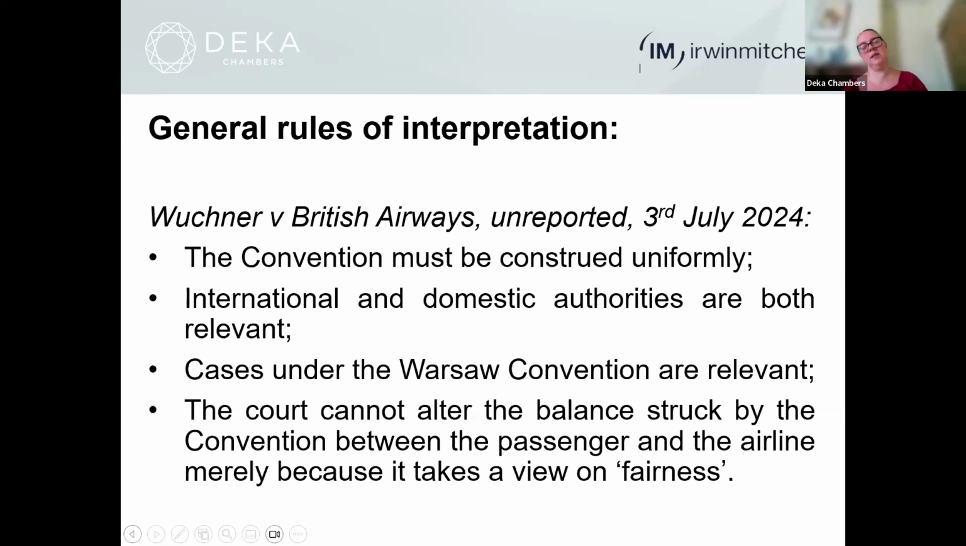So, unlike with some European consumer legislation, for example, package travel regulations, the courts can't say, well, we're going in the direction of consumer protection, and therefore we're going to interpret the convention in a protective kind of way. It's just not open to the court to do that.